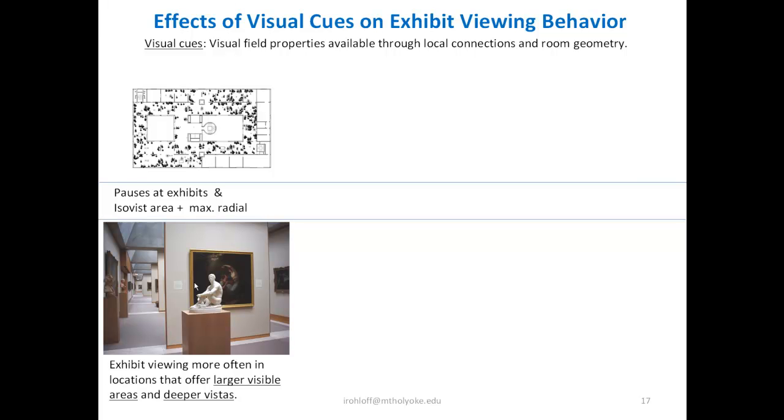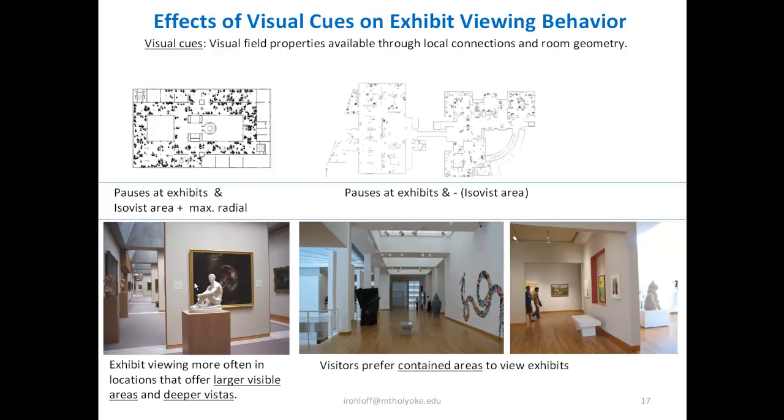When we look at the same visual cues and their effect on exhibit viewing behavior, we have quite different results. In YCBA, visitors, in the same way they engage in movement, prefer exhibit viewing more often when they have larger visible areas and deeper vistas. That means they are engaged in the visual information beyond the confines of the visited galleries, even when they are viewing exhibits.